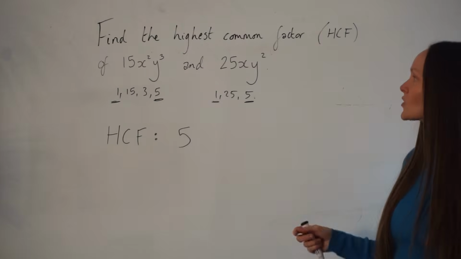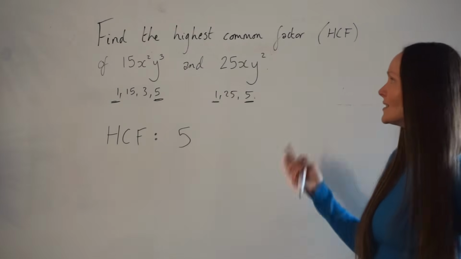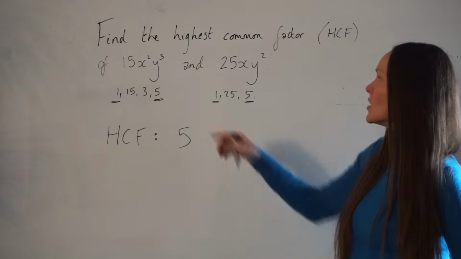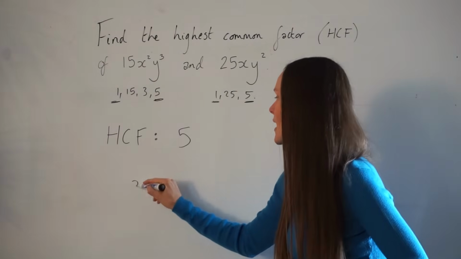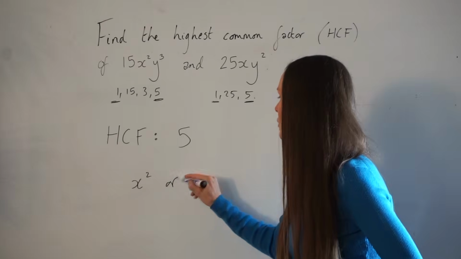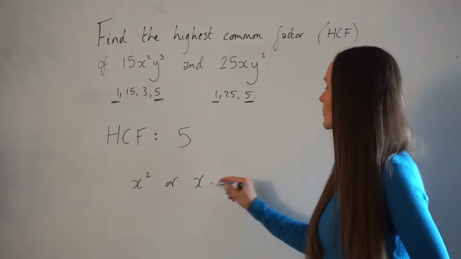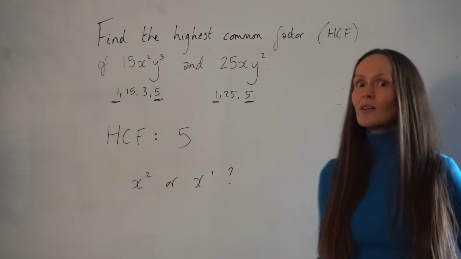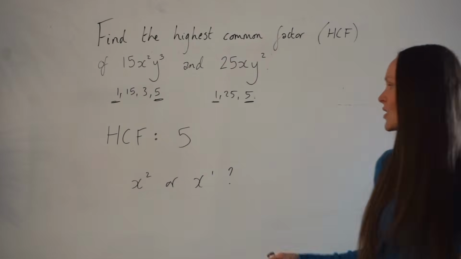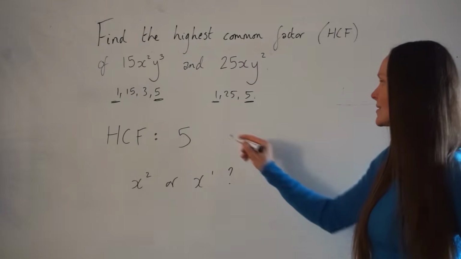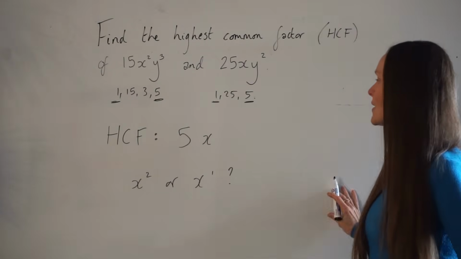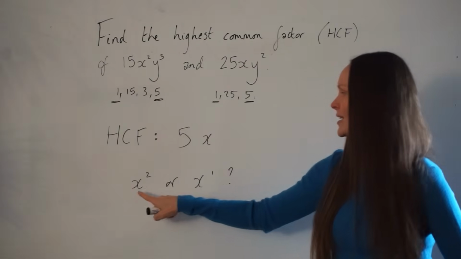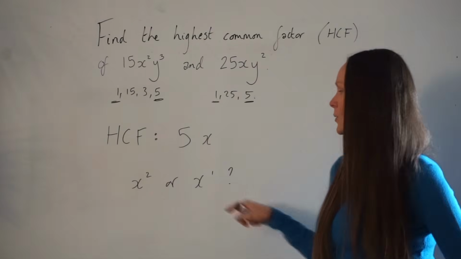To find the highest common factor of the variables, the letters x and y, you need to compare both expressions. On the left-hand side, we've got x squared, and on the right-hand side, we have x, which is like x to the power of 1. You need to take the one with the smallest power. So in this case, it would just be x. This is the highest common factor, because x is common in both terms.